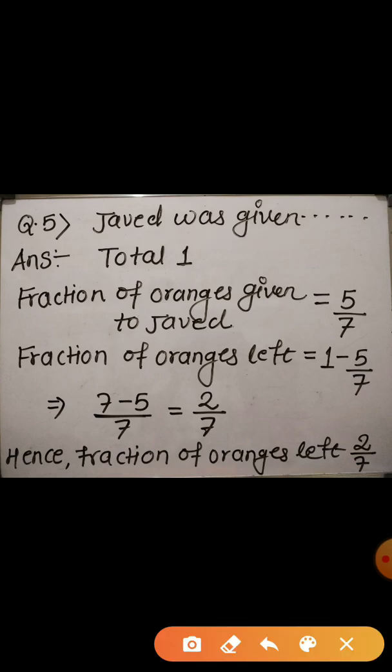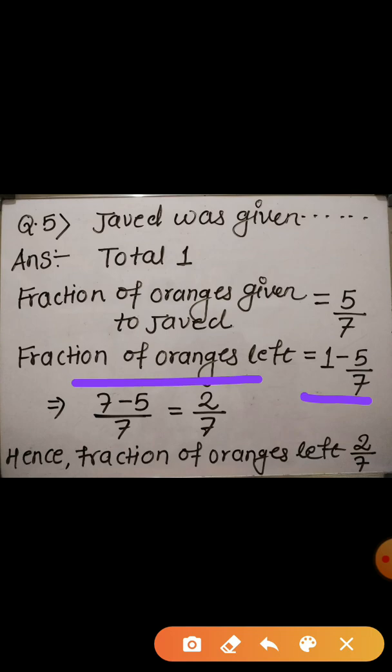See what is given? Fraction of oranges given to Javed. How much? 5 by 7. And we are asked to find out fraction of oranges left. So how many fraction of oranges left? Fraction of oranges left 1 minus 5 by 7. Now from where 1 will come?